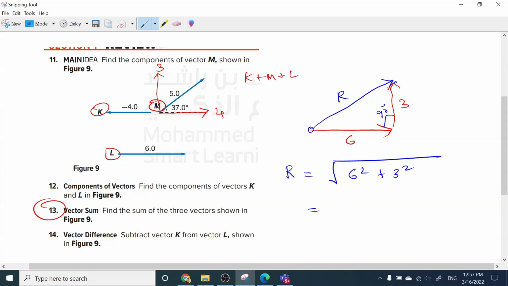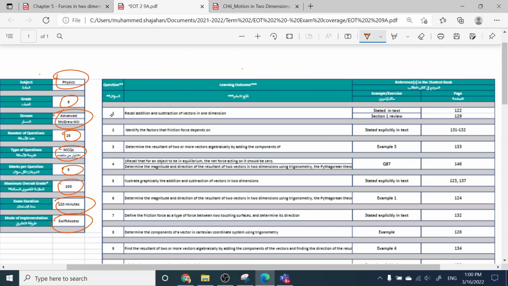Let me use my calculator. Square root of 6 squared plus 3 squared, that is equal to 6.708. So we will write 6.7 is the magnitude of the sum or magnitude of the resultant. Now we have completed discussing this question number 1. Now we will go to the question number 2.